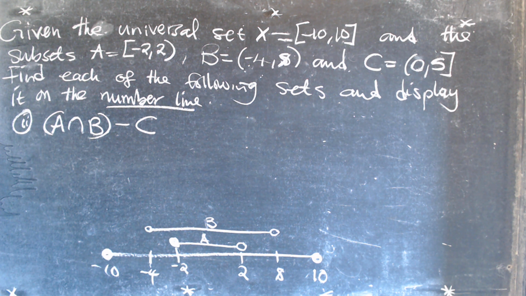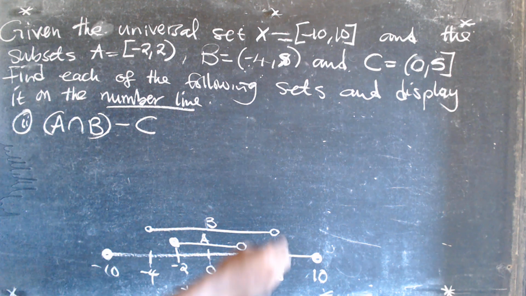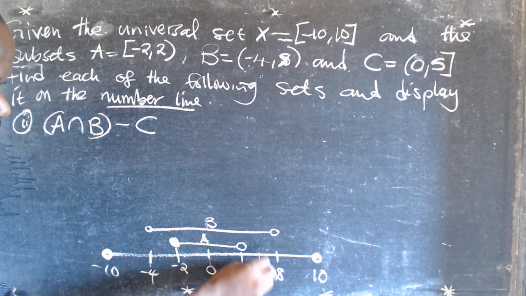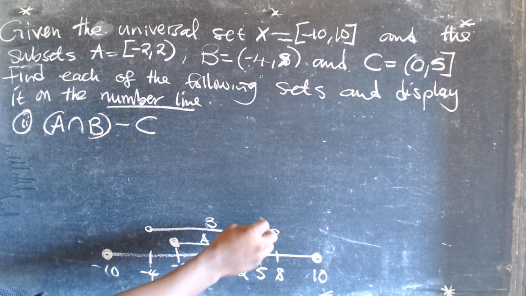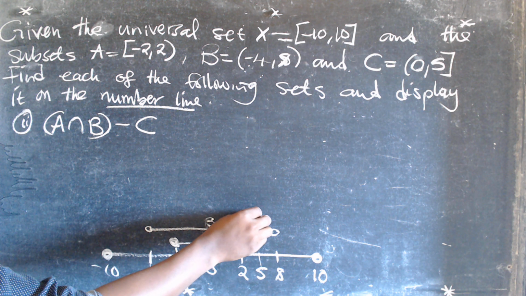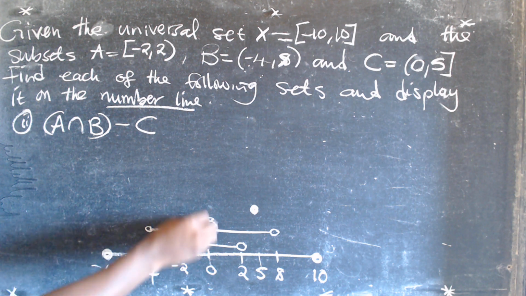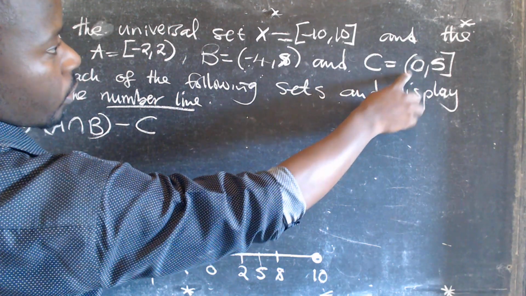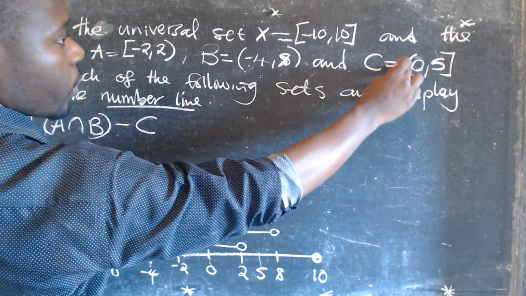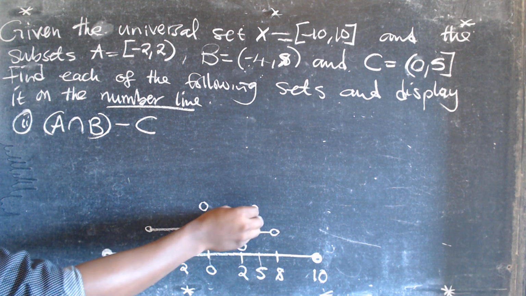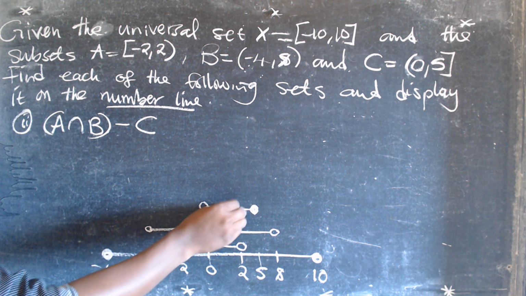From there, we can also find set C. Set C in this case is from 0. 0 must be between negative 2 and 2, so 0 must be somewhere there. 0 to 5. 5 must be between 2 and 8, so 5 somewhere there. And in this case, 5 is part of the set, so I can show that this 5 is part of the set, but this 0 is not part of the set, so you open it. According to the bracket, this one is closed, this one is open, showing that this 0 is not part of the set. That's why you are opening it there.